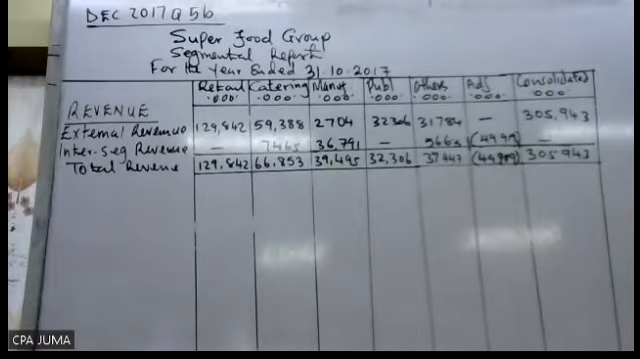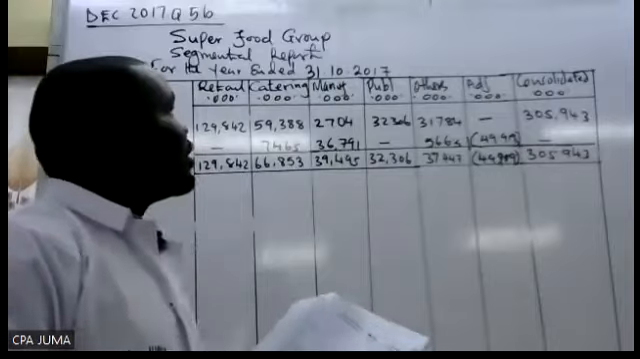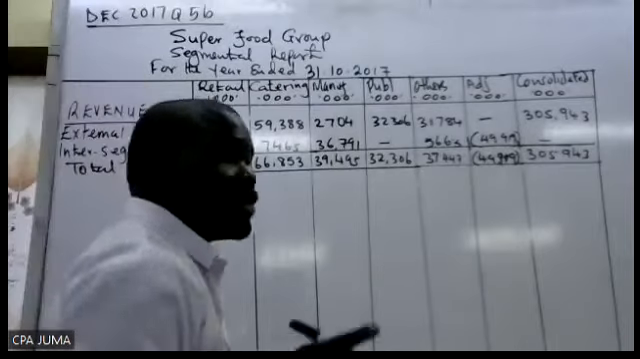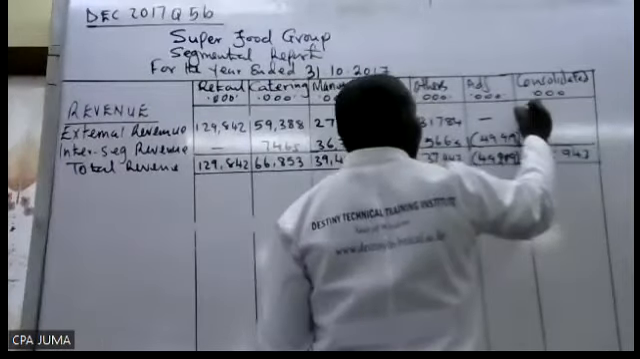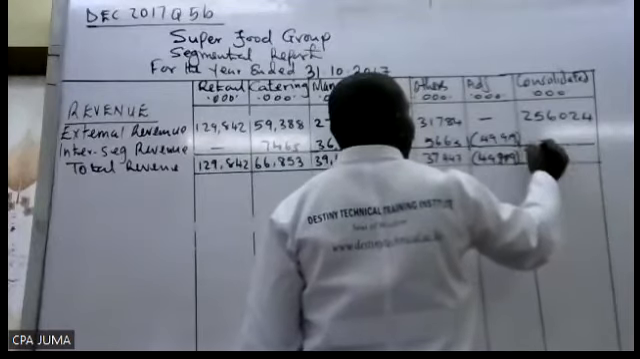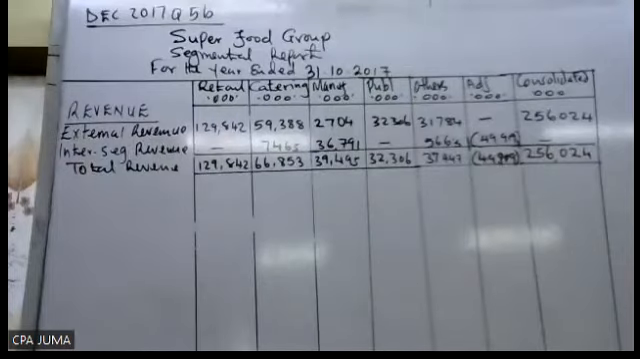There's a figure which is not correct. Me, I'm writing what I've been given. Which are the consolidated? External revenue total should be now 256,024. Can you check the neighbor? Is there a neighbor who has a copy? Yes. That's your copy. Thou shalt not copy. So that is done. Then you close it off.